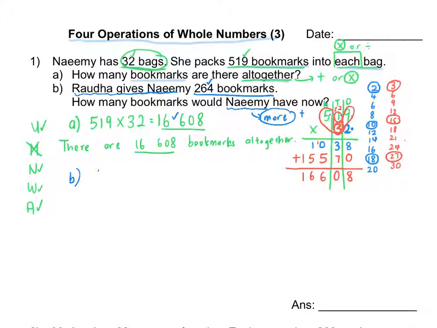Okay, so 16,608 plus 264. So underlining is done for part B. Model no need. Number equation I'm writing. Do your working on the side. Please don't do shortcut and write here plus 264. This is a very bad habit. Okay, we shouldn't do this. So we should write it as a side working again. 16,608 plus 264 and find out the answer.